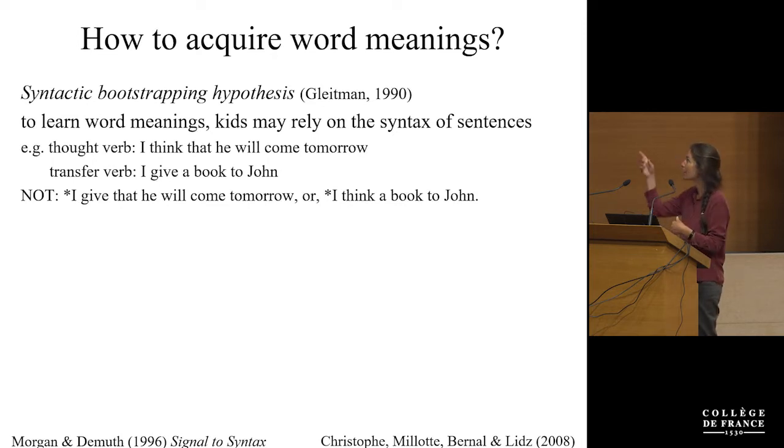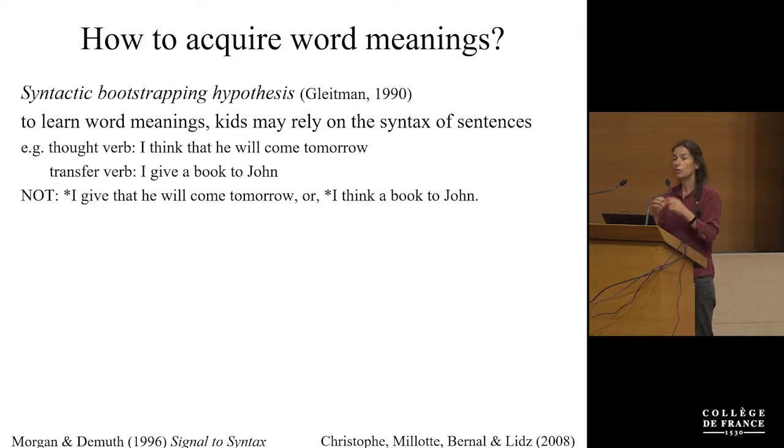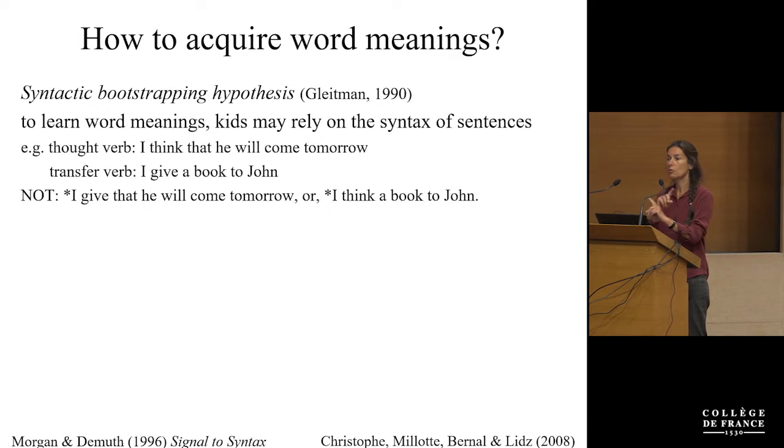So how does it work? You see it here. You have sentences with a verb like think. With a verb like think, you can have a sentence like, I think that he will come tomorrow. That's a perfectly good sentence for every thought verb in every language of the world, right? You can have a whole proposition as a complement of a thought verb. And if you have a transfer verb like give, you can say a sentence like, I give a book to John. But you cannot exchange the two verbs from the two sentences. This doesn't work very well, okay? You cannot say, I give that he will come tomorrow, or I think a book to John.